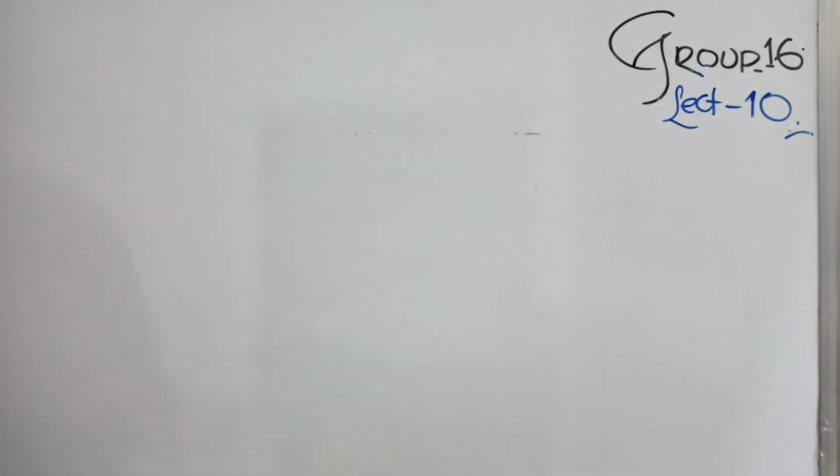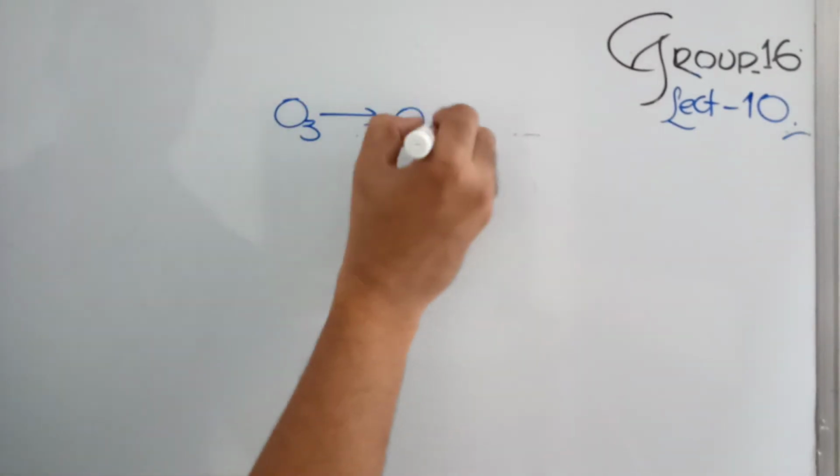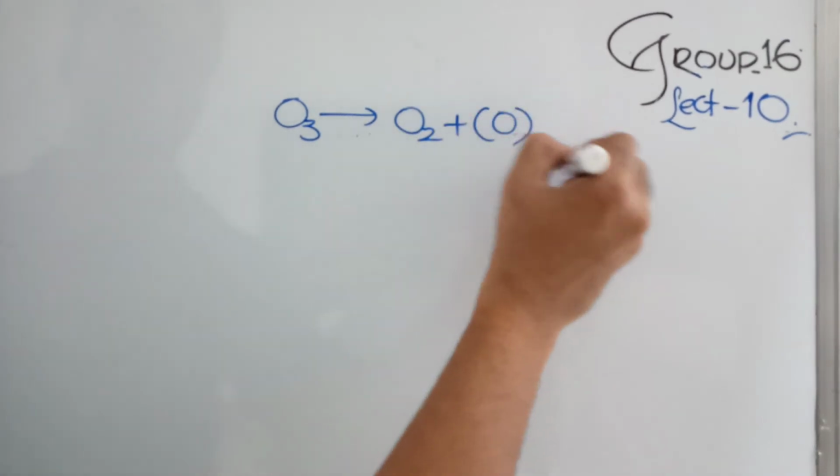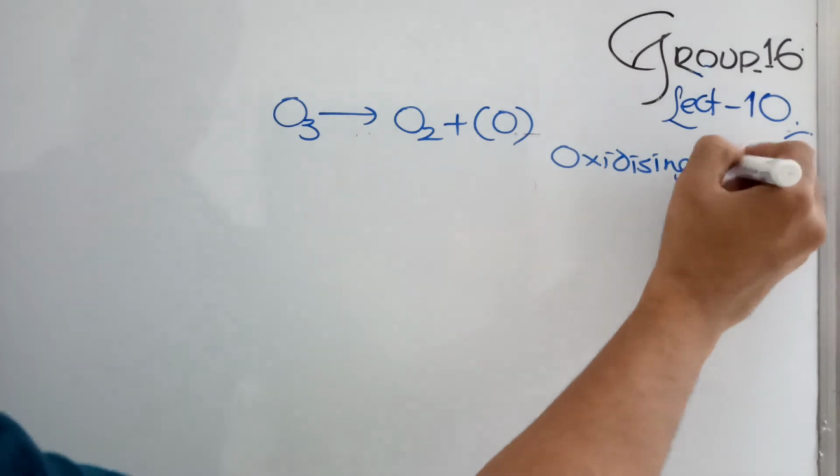Properties. Ozone easily decomposes to oxygen. Okay, you can say O3 gives rise to O2 plus O. That's why it's a very good oxidizing agent, a very strong oxidizing agent also, you can say.